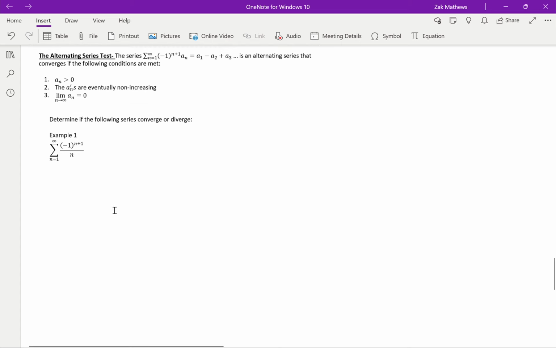So let's determine if the following series converges or diverges. We have the series from n equals 1 to infinity of (-1)^(n+1) over n. Now remember that we talked about absolute convergence earlier, and the way that we show that is by taking the absolute value of the sequence and looking at what happens to that series. A lot of times we're going to be asked to show if a series converges, if it converges absolutely, if it converges conditionally, or if it diverges.